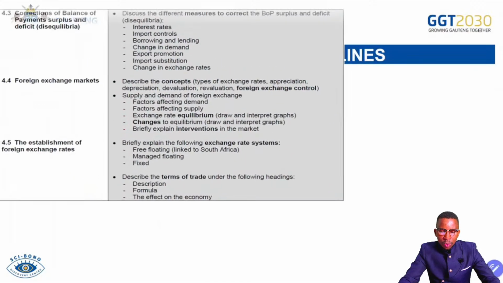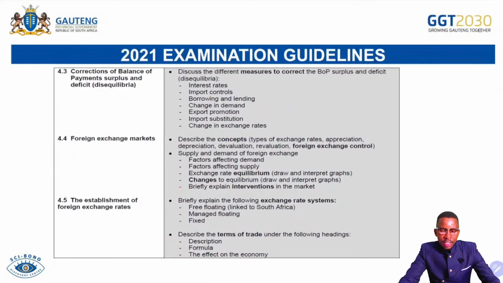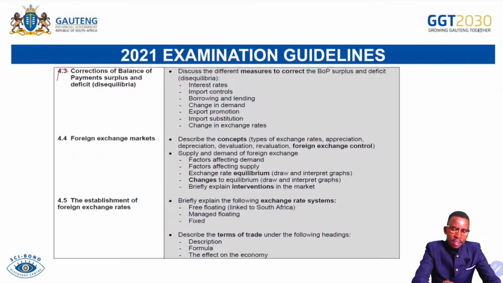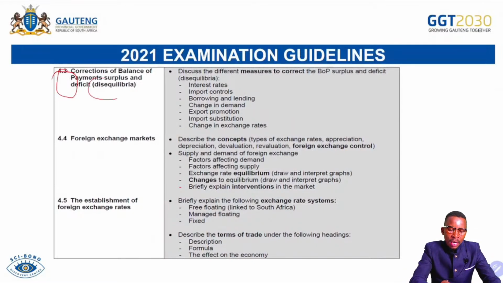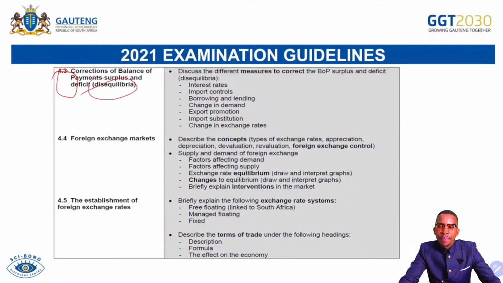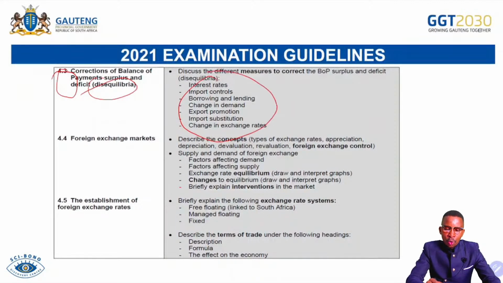And then also, you will be able, just for today, to briefly discuss the correction of the balance of payments disequilibrium. Whenever the BOP is in disequilibrium, that simply means the inflow of foreign currencies is not equal to the outflow of domestic currencies. So there is a sort of imbalance. We call that a disequilibrium. These are some measures that are used to correct BOP disequilibrium that will be discussed.